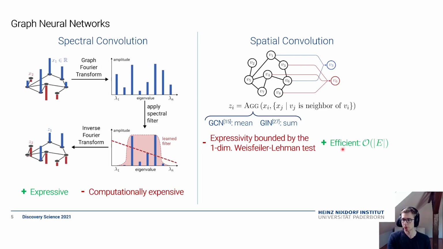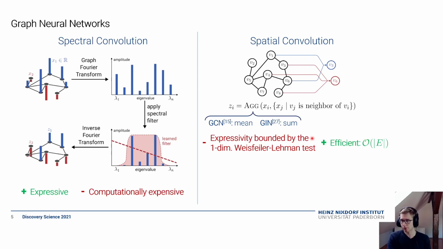Firstly, it allows us to perform convolution much more efficiently than would be possible in the general spectral setting with arbitrary learned filter functions. More specifically, the runtime of a spatial convolution approach as described here is linear in the number of edges, which allows us to make use of commonly made sparsity assumptions.